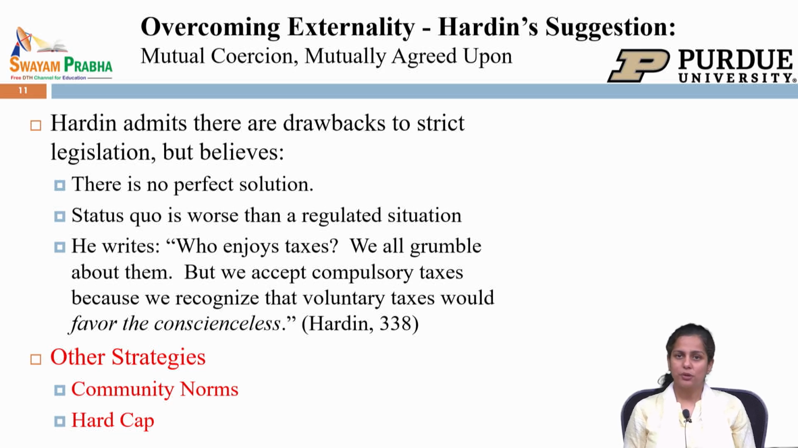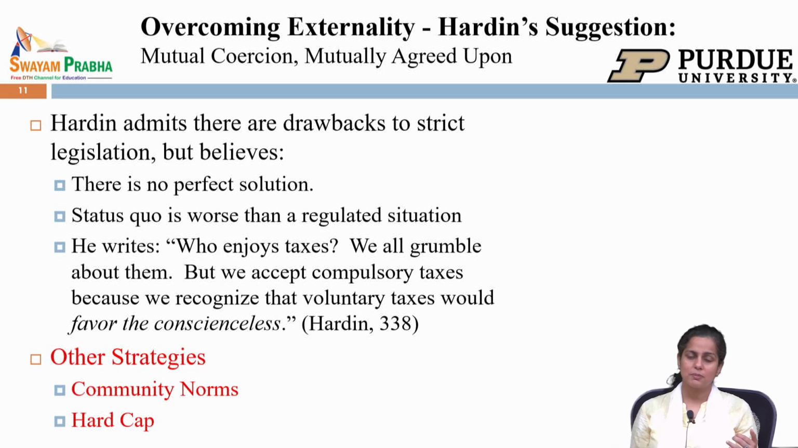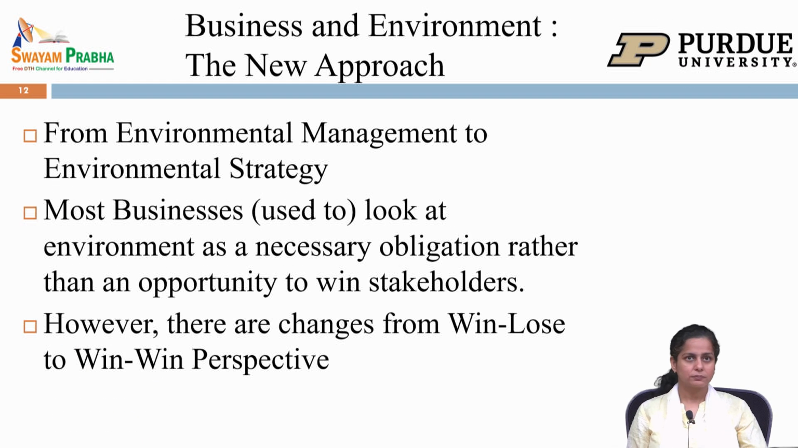So, there can be community norms, which is what the Kyoto Protocol talks about, but there can also be a hard cap. So, there can also be a limit on how much a company can actually emit. So, these are all of the ways where Hardin suggests that we can overcome externality by making rules and regulations and policies and talking about it, realizing that there are externalities that do not reflect in the cost or the market, but can be accounted for in some other way.